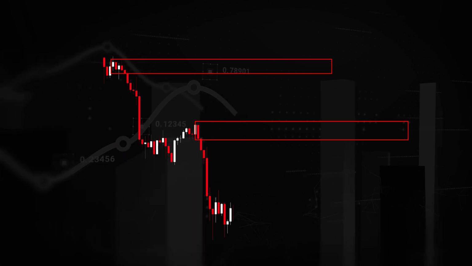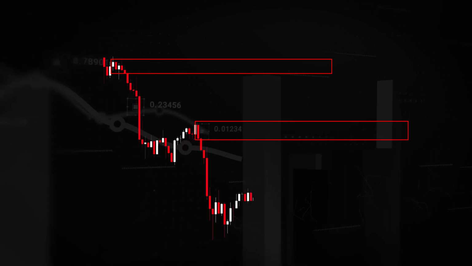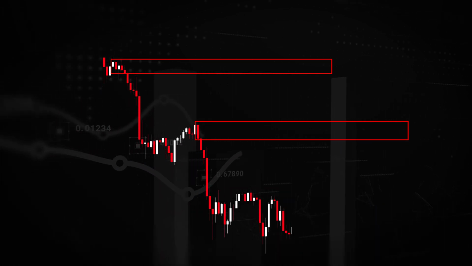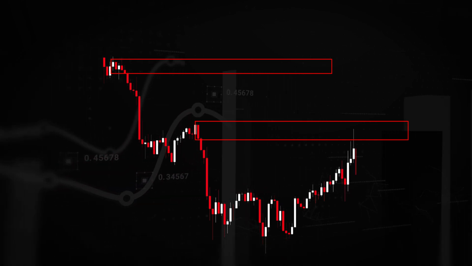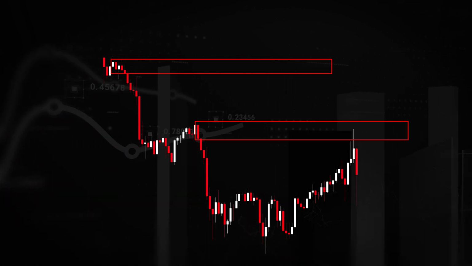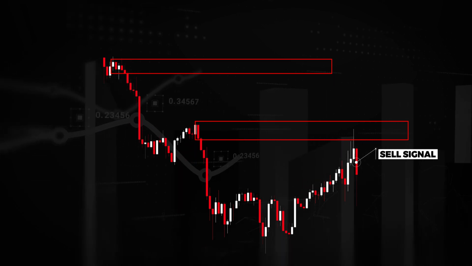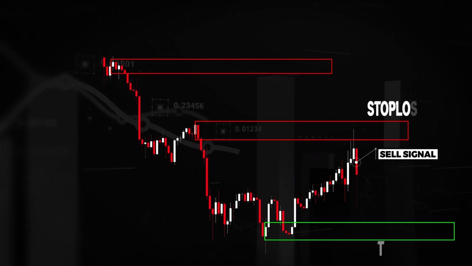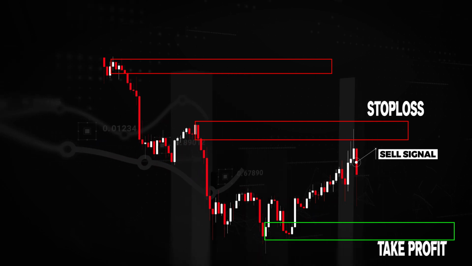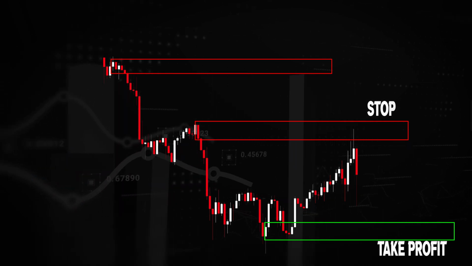Wait for price to retest the zone. Monitor the price action as it approaches the supply zone. When the price enters this area, observe the formation of bearish candlestick patterns that indicate a potential reversal. Enter the trade. Once the price retests the supply zone and bearish candlestick patterns form, enter a sell trade. Set your stop loss above the supply zone to manage risk effectively.